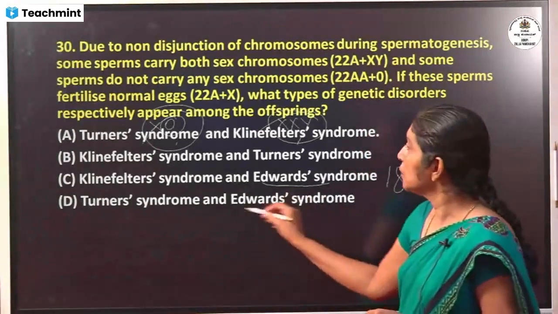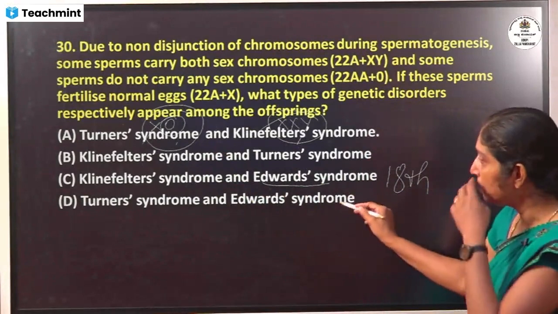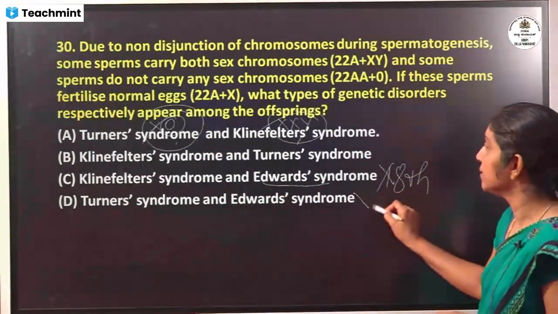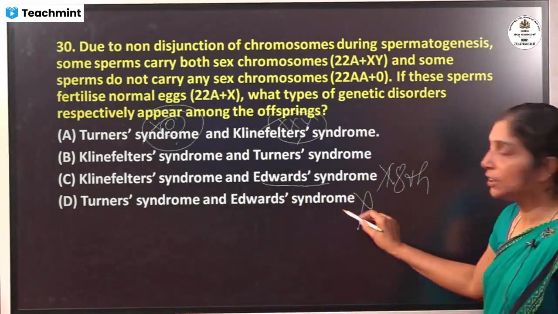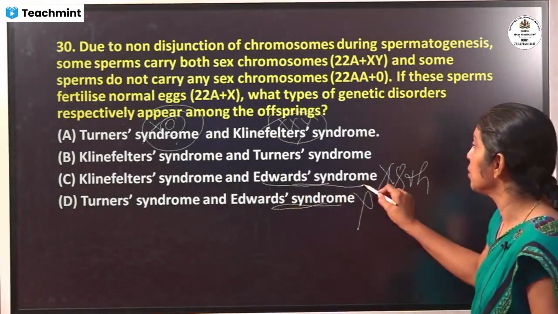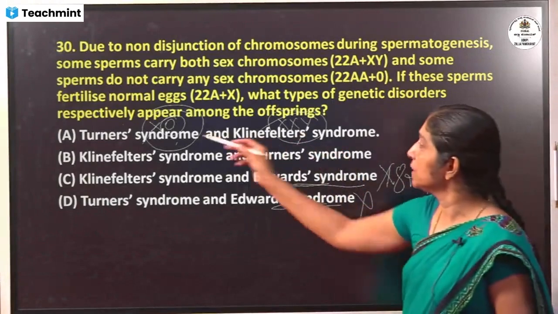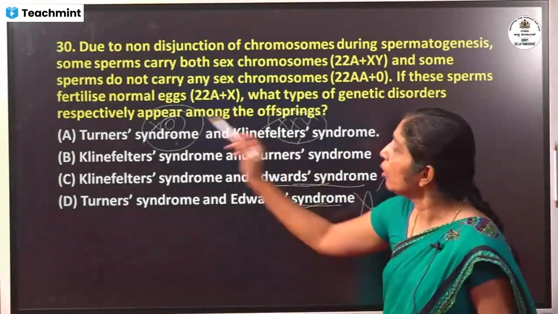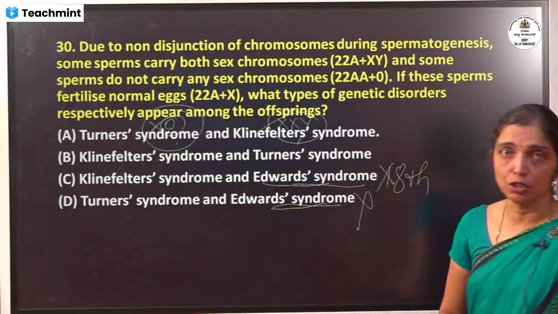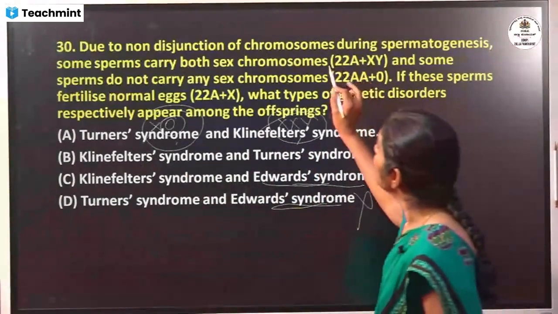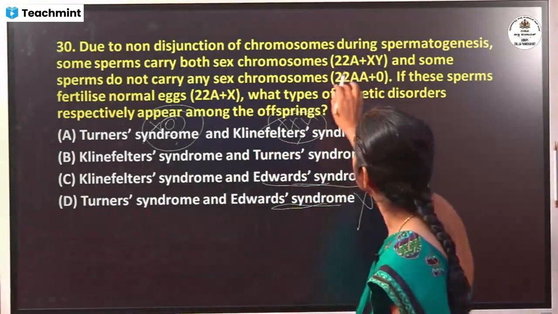So among these, definitely it cannot be this and this, isn't it? Because here we have Edwards syndrome, so this has got nothing to do with the sex chromosome. So not these two. Which is the one? Whether it is Turner syndrome and Klinefelter syndrome or Klinefelter syndrome and Turner syndrome. Now what is given over here? We have both sex chromosomes, isn't it?